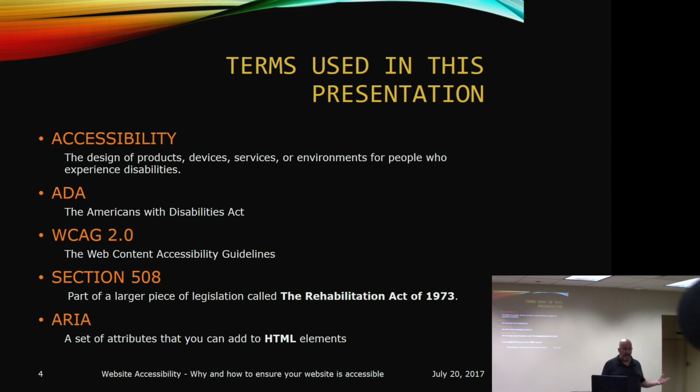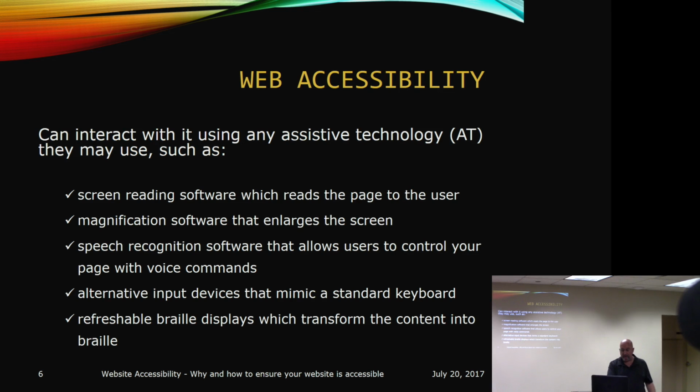Accessibility is the design of products, devices, services, or environments for people who experience disabilities, and I'll explain what those different disabilities can be. The ADA, I'm sure everybody knows what the ADA is. WCAG 2.0 is considered WCAG, as well as how I pronounce it. It's a set of guidelines that we'll talk about in a little bit. Section 508 is a federal version of it, and ARIA is a version of HTML that we'll be working with later. So, first thing we're going to talk about is what is accessibility.